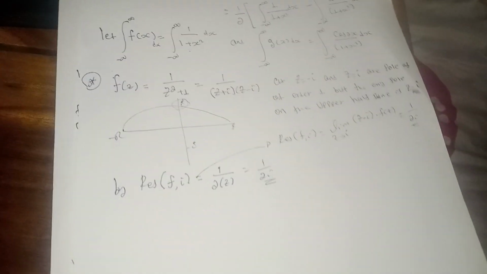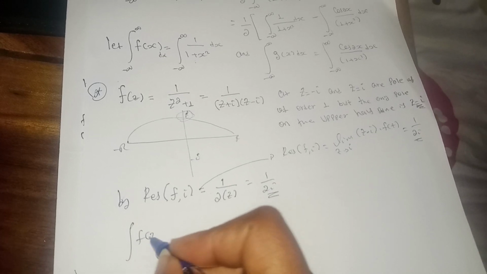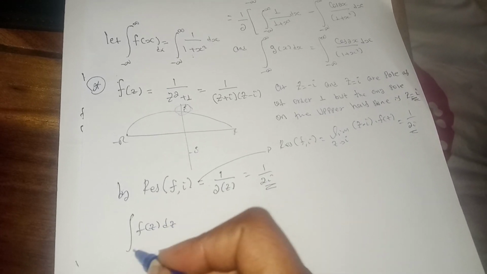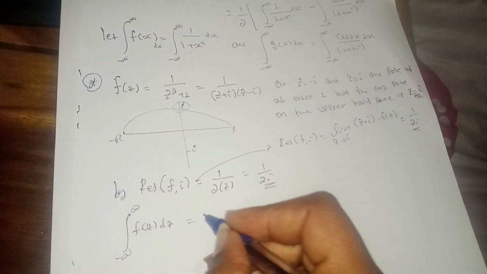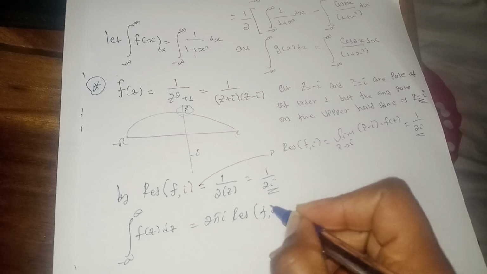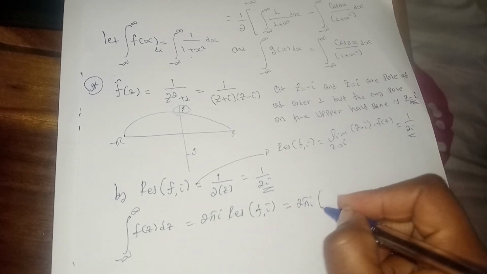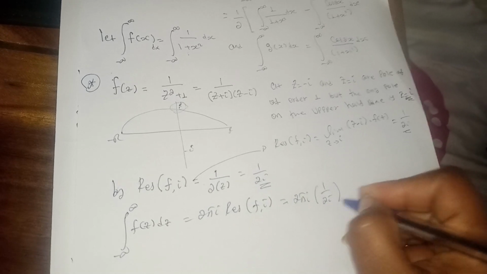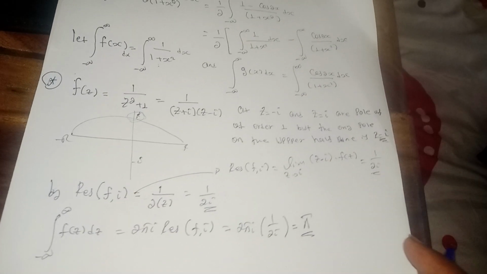So what is the result of the integral of f of z dz from negative infinity to infinity? It is 2 pi i times the residue of f at i. This becomes 2 pi i times 1 over 2i, which is pi. This is for star 1.